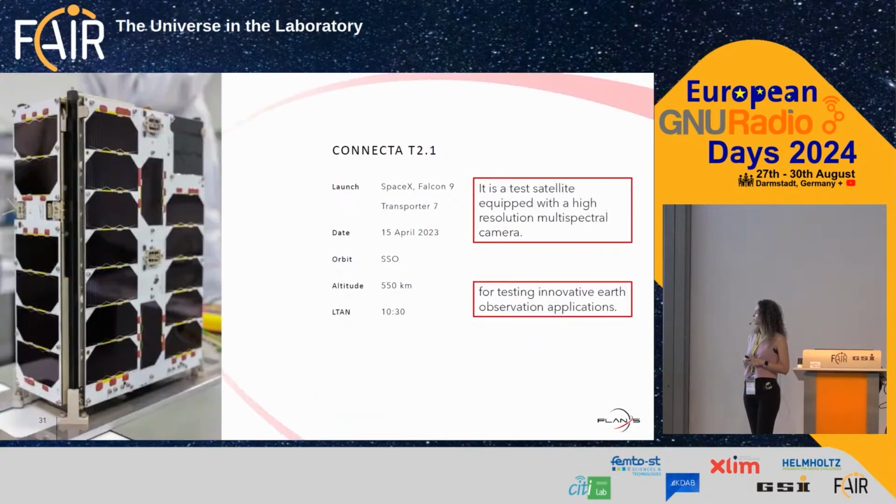And this is Connecta T21. It has 6U CubeSat structure, and it is a test satellite equipped with a high-resolution multispectral camera, and it is our first Earth observation satellite.